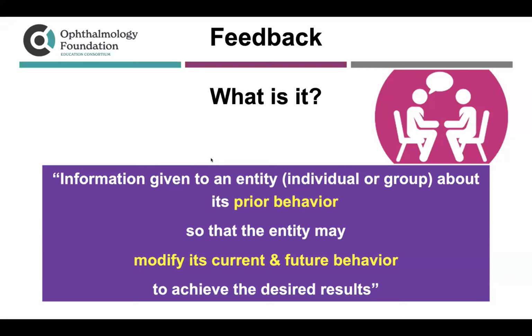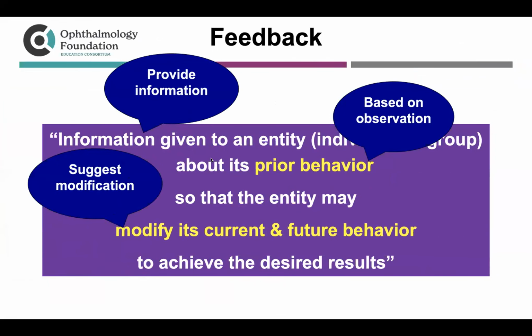Now here, it is important for you to realize that feedback comprises of three important components. We are providing information based on certain observations. And then that feedback we are asking or expecting learner to bring certain changes or modifications so that they can achieve their desired results. So it should basically comprise of these three components: providing specific information based on the observations, and then also suggesting modifications.